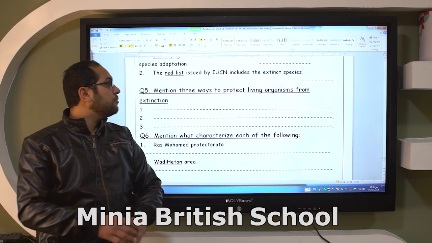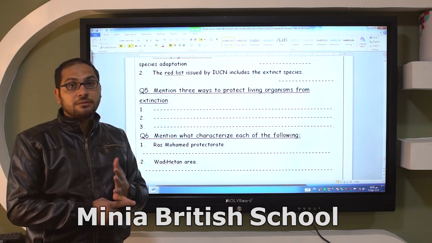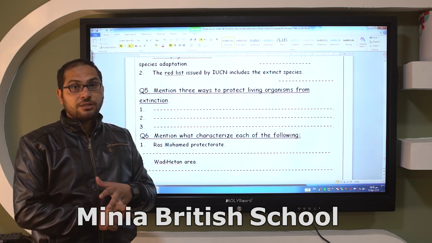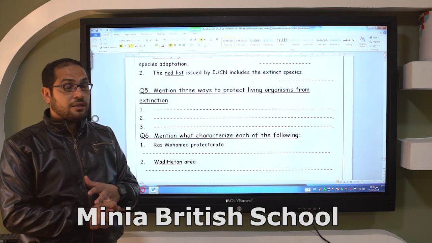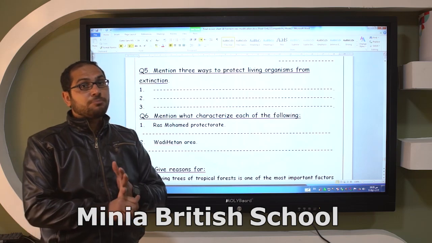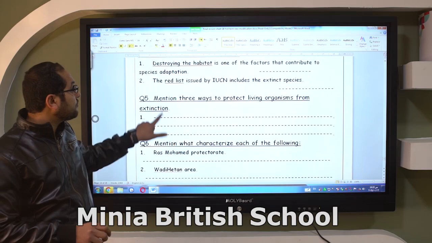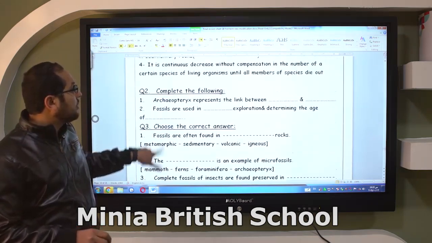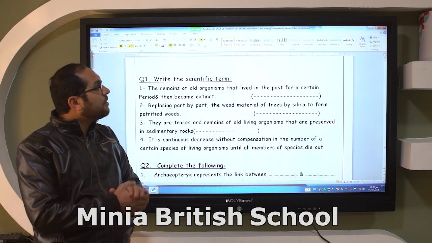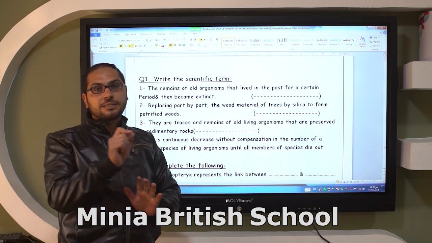Okay, question number 5. Mention 3 ways to protect living organisms from extinction. Number 1, breeding and reproducing the endangered species. Number 2, establishing a gene bank in the governorate. Number 3, establishing natural protectorates in the native habitats. By the way, the definition: the remains of all living organisms that lived in the past for a certain period of time then became extinct. These are the index fossils.